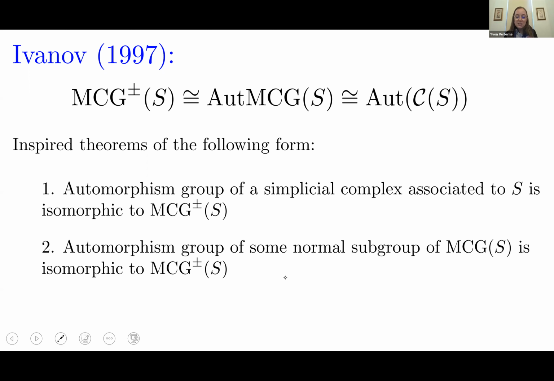Another direction that people studied is they would take the automorphism group of some normal subgroup of the mapping class group and show that this is isomorphic to the extended mapping class group. Because something to notice is that the mapping class group of a surface is itself a normal subgroup of the extended mapping class group of the surface.